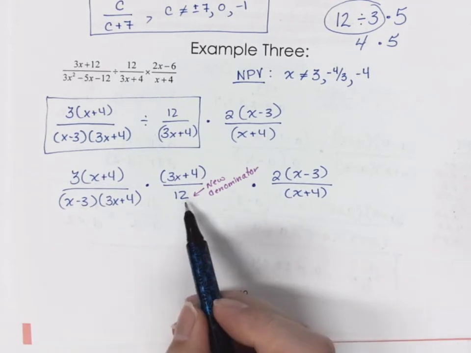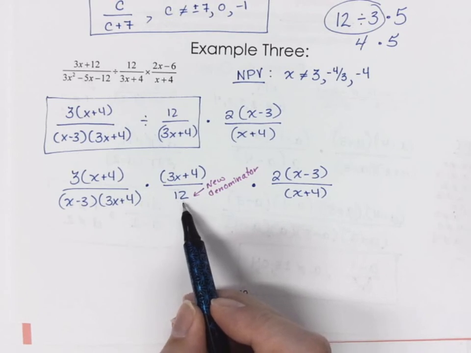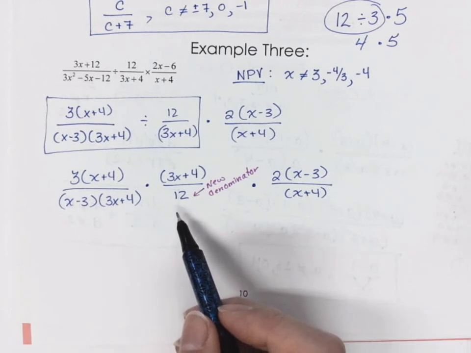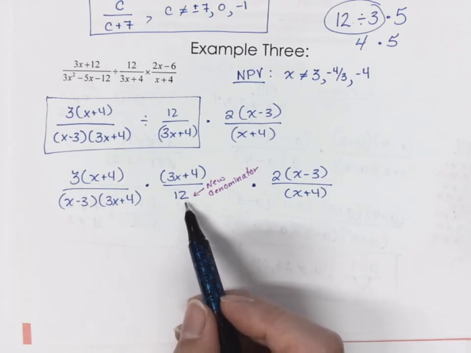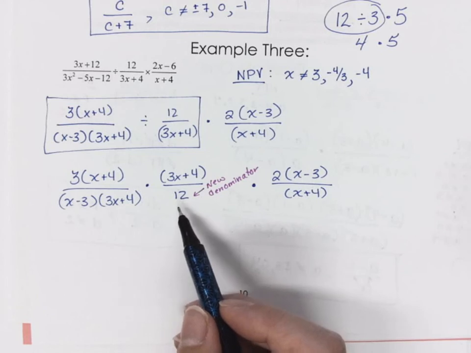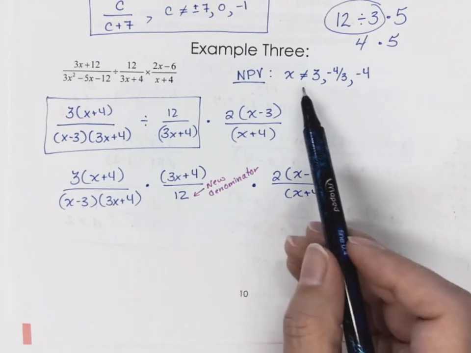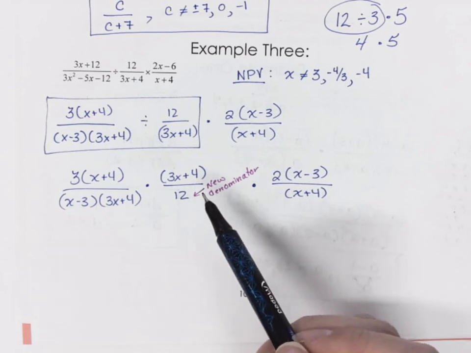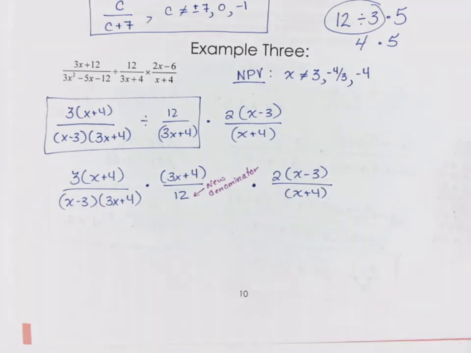Okay. Non-permissible value for this one? There is none, because what is it missing? It's missing a variable. It's missing an x, right? So 12 is 12 is 12. The only thing we're saying is what the variable can't be. There's no variable, so in this case, there's no new non-permissible value. All right, everything's multiplied, so that's nice.